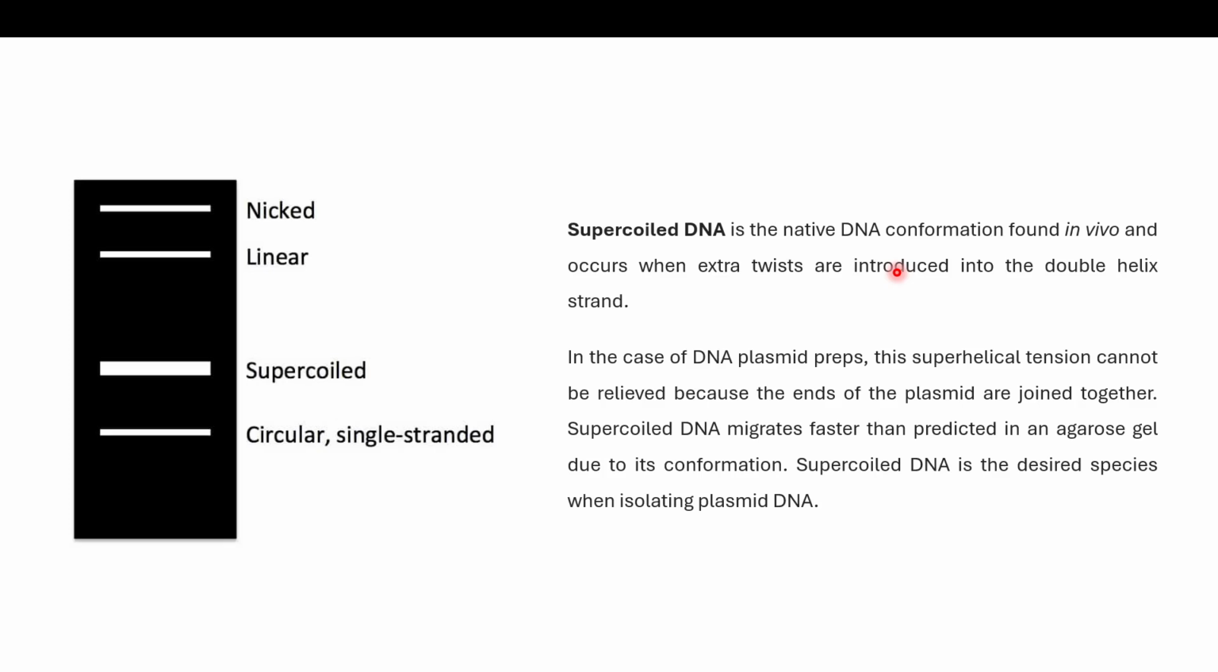In the case of plasmid DNA preps, this superhelical tension cannot be relieved because the ends of the plasmid are joined together. It's a circular double-stranded DNA. When we talk about the rate of migration on an agarose gel, supercoiled DNA migrates faster than predicted due to its conformation. Due to its supercoiled conformation, it's very compact and can easily pass through the pores of an agarose gel.